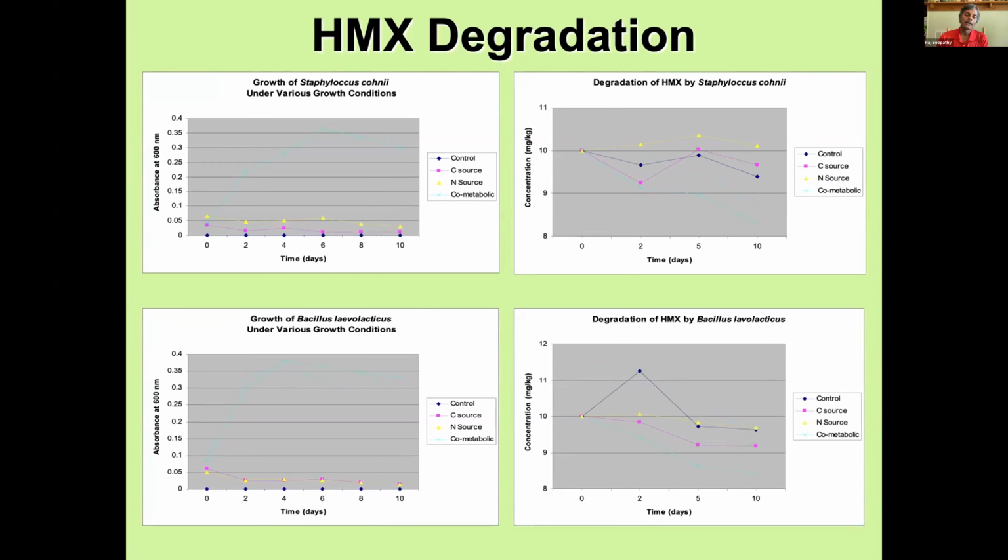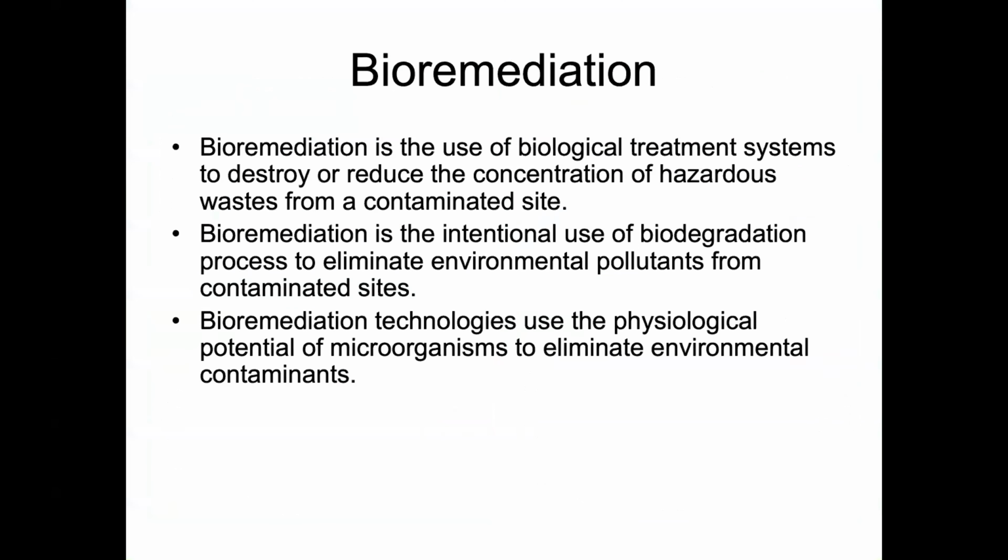So these two isolates I'm giving randomly, because we tested all 22 different isolates. And they all have the same features. They cannot use HMX and RDX as sole carbon source. They could use them under co-metabolic condition. You need to provide some extra carbon source. Then you can degrade the chemical.